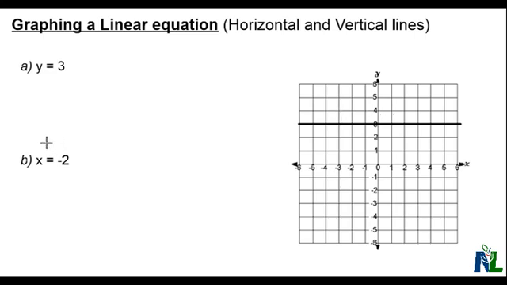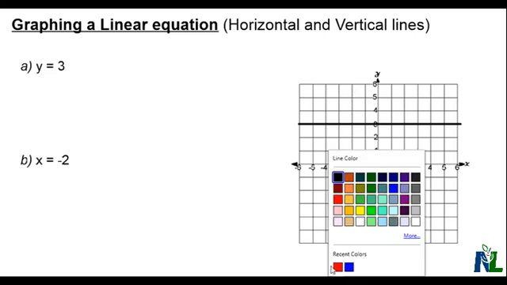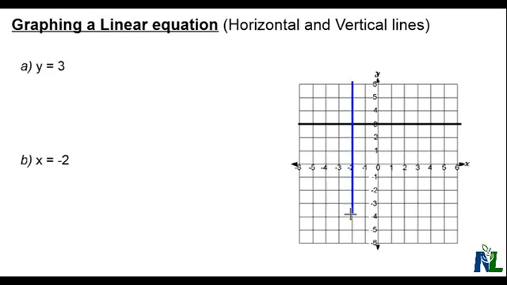However, if we look at our second example, we're given x equals negative 2. This is saying that no matter where we go for a y value, so no matter how high up or how far down we go, x always has the same value and is equal to negative 2. So if I was to graph that one, I would have a vertical line at a value of x that's equal to negative 2.